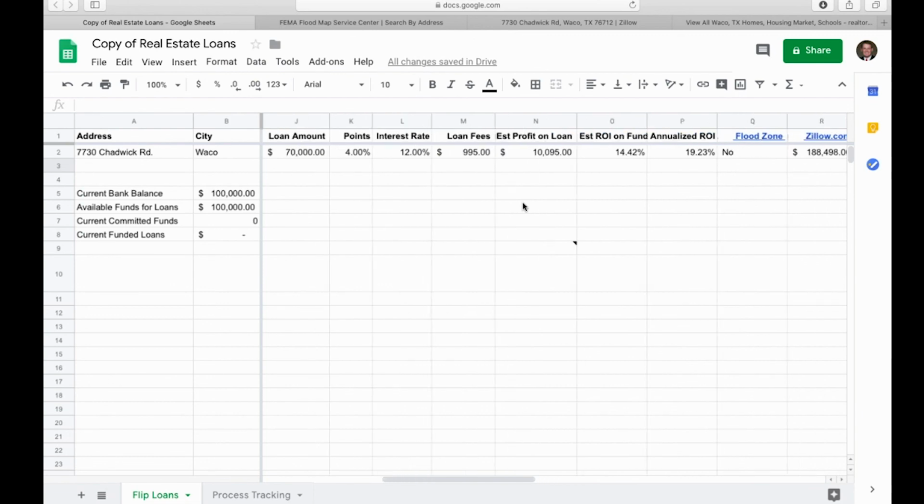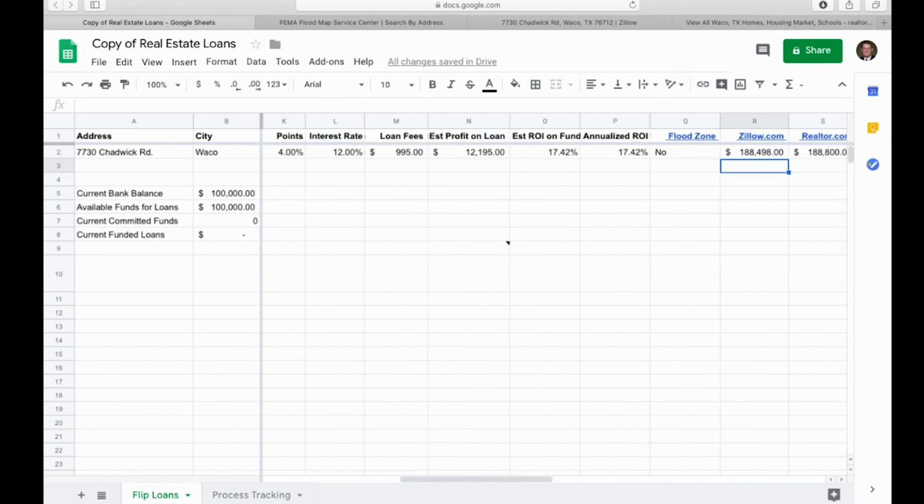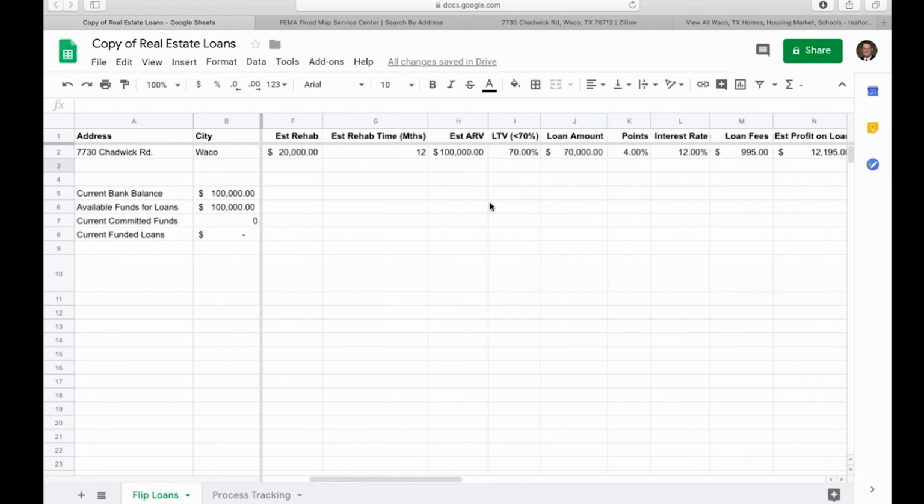19.23%. If I made it 12 months, it just dropped it down to 17.42. Still a pretty good rate of return, but I want the better returns. Plus the risk of the borrower going into default is much higher whenever they have loans that go for a much longer period of time.